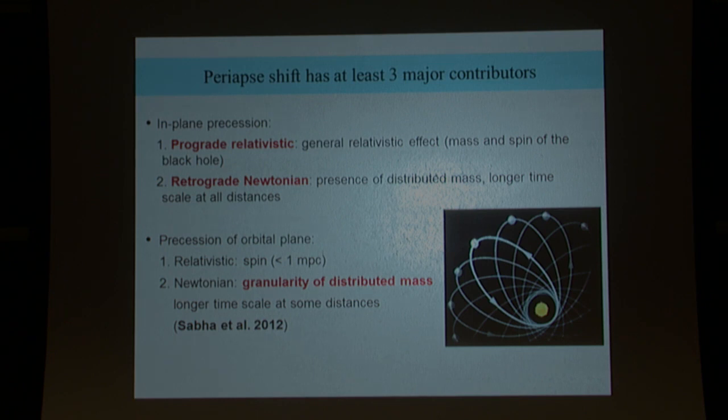And one has to point out there's three major contributions to the periapse rotation. There's the periapse rotation within the plane, that's prograde or retrograde, depending whether it's relativistic or Newtonian. And there's also the problem of the dark mass that is surrounding such a star, possibly. There can be up to 10 to the 4 solar masses in the form of whatever, black holes or something like that.